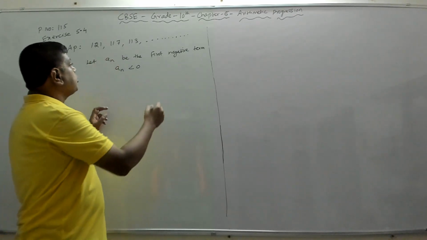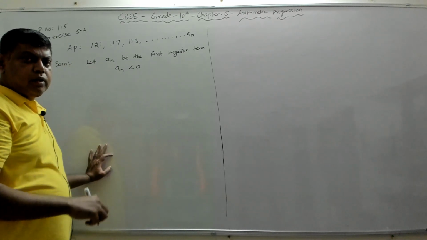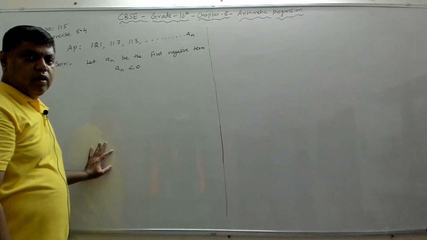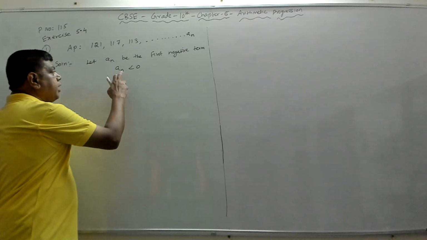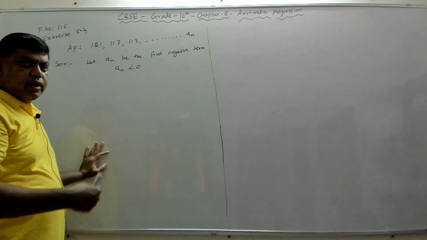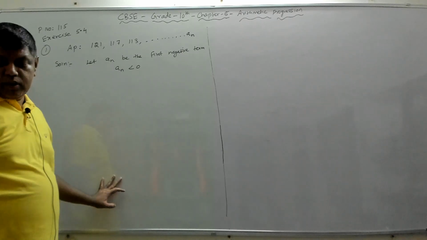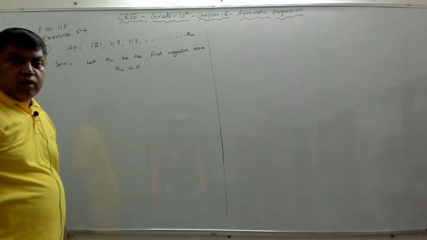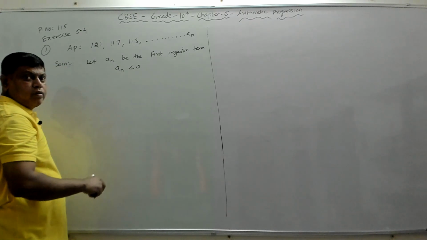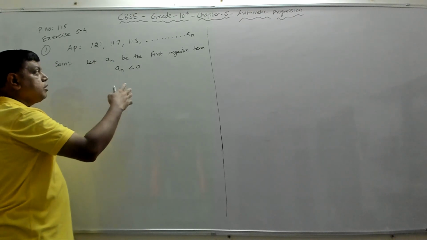Suppose there is an a_n down the line, which is the first negative term of this AP. Then the value of a_n, the nth term, is less than 0 because it is negative. Now we need to find n. We need to find which term of this AP is the first negative term, whether it is the 20th term or the 31st term. So we need to find n from this.